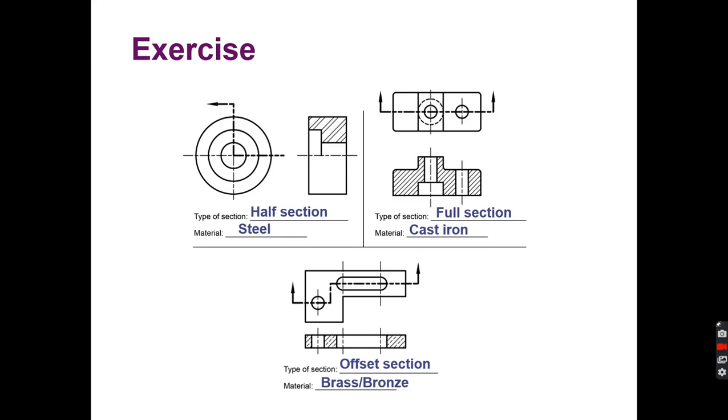Here's an example of each. Here is a half section. This indicates that it's steel. This is a full section. The section line indicates that's cast iron. This is an offset section. That indicates brass or bronze.